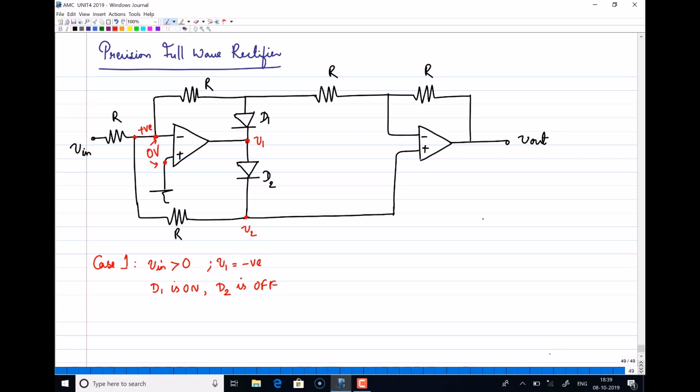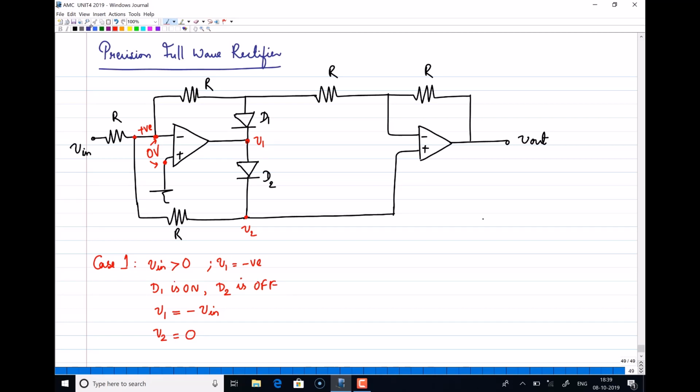Now let me look at the voltages. D1 is on, so the first op-amp has negative feedback established, and that will simply work as an inverting amplifier. So my V1 voltage will be equal to minus of Vin. At the same time, I can say that V2 voltage will be equal to 0 because this diode is off. D2 is off.